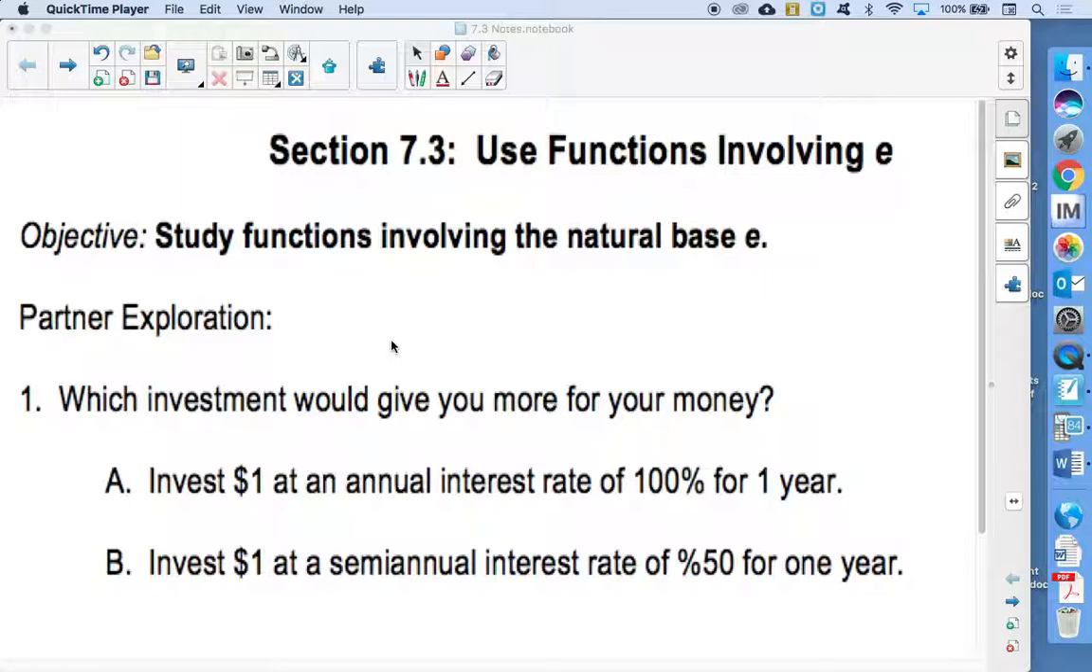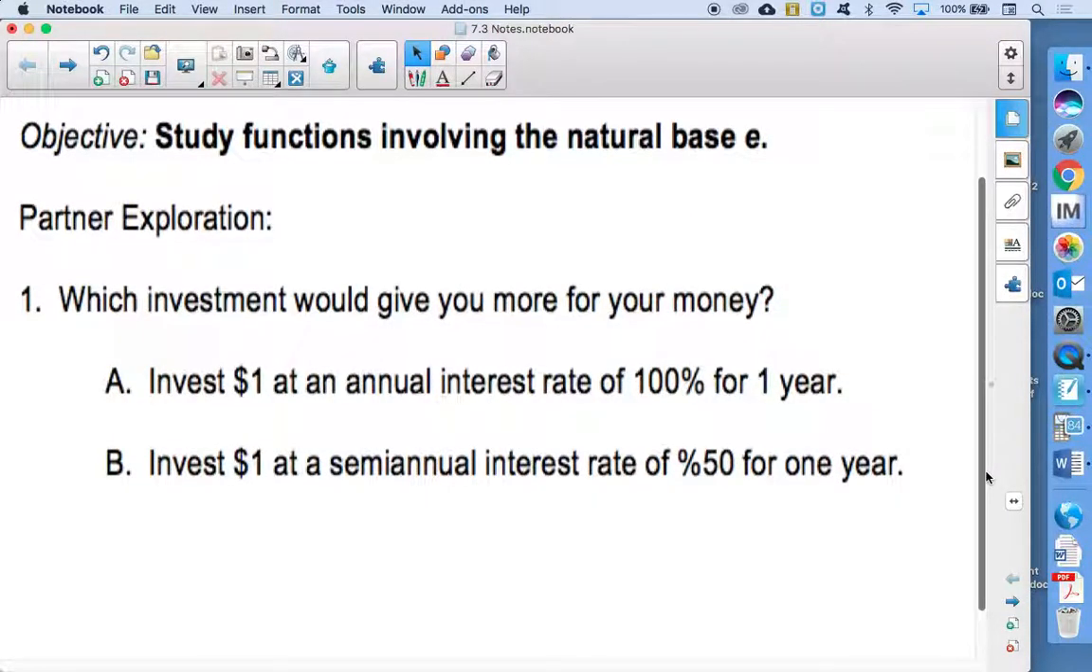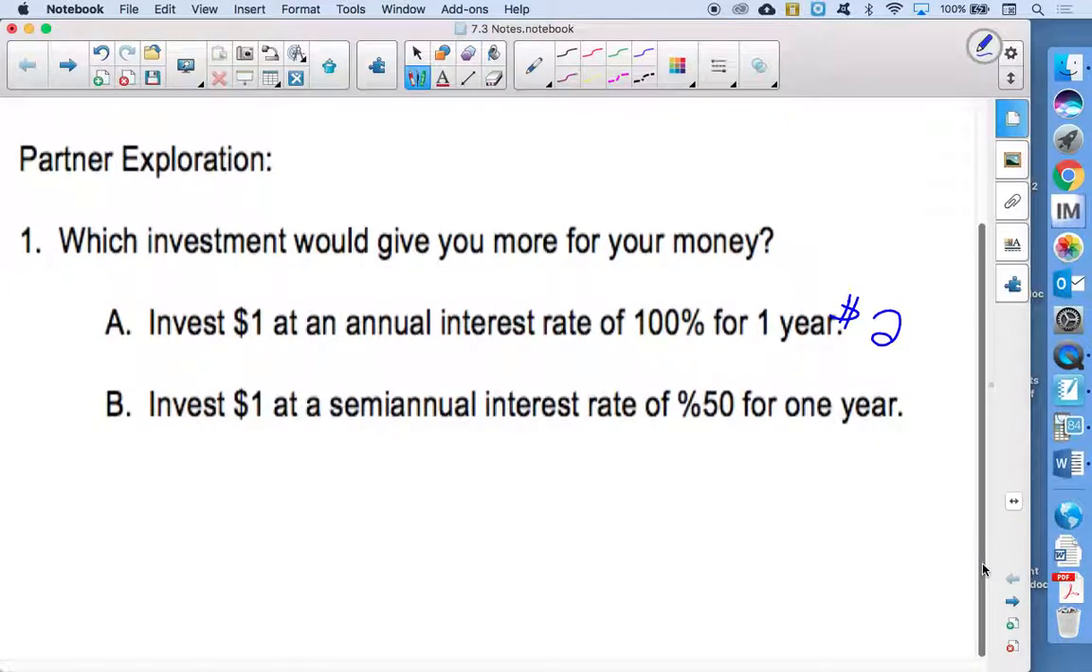Okay, so if you invest $1 at an annual interest rate of 100% for a year, how much money do you have after the year? Luke, how much money do you have? $2. Because you've earned 100% of that dollar, so you currently have one, you get another $1 at the end of the year. So that's $2.